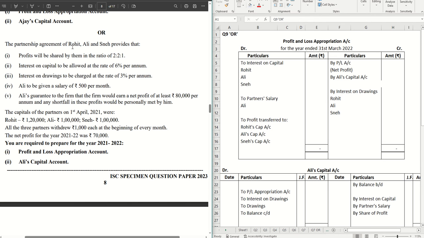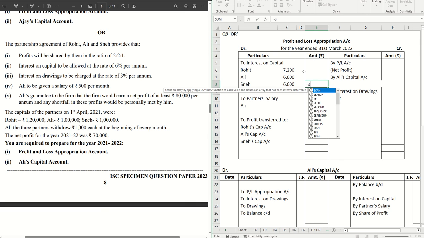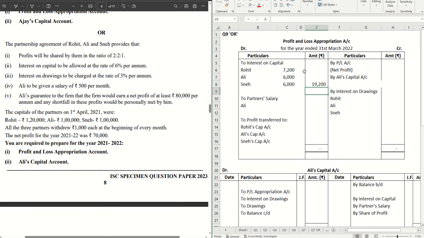The PSR given for Rohit, Ali and Sneh is 2:2:1. Interest on capital is to be allowed at the rate of 6% per annum. So let's do that calculation here. Their individual capitals are given as 1,20,000, 1,00,000 and 1,00,000. 1,20,000 into 6% is 7,200, and for the other two it will be 6,000 each. So the total interest is coming to 19,200.